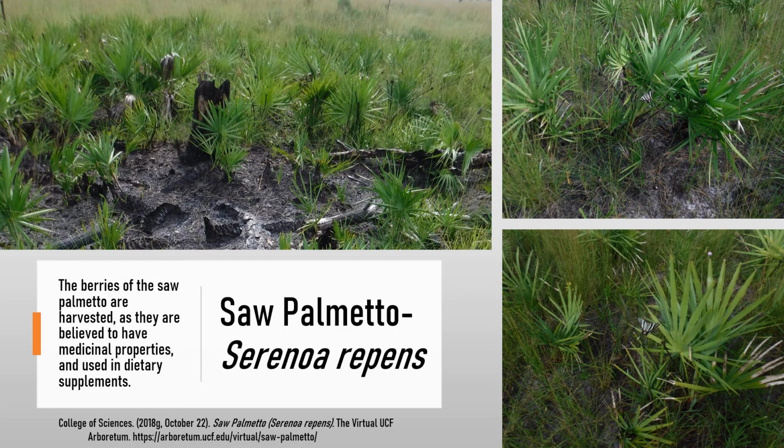Next up is another super common plant of this ecosystem. It's the saw palmetto, or Serenoa repens. This covers most of the ground in this ecosystem. The berries of the saw palmetto are often harvested as they are believed to have medicinal properties and are used in dietary supplements.